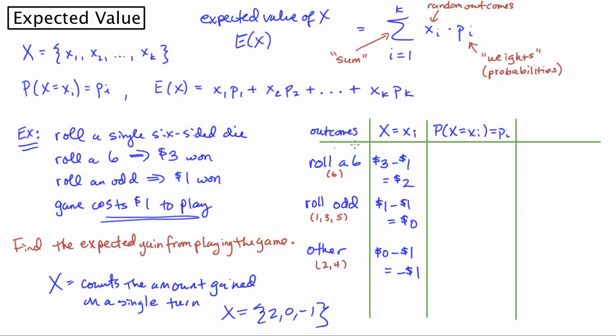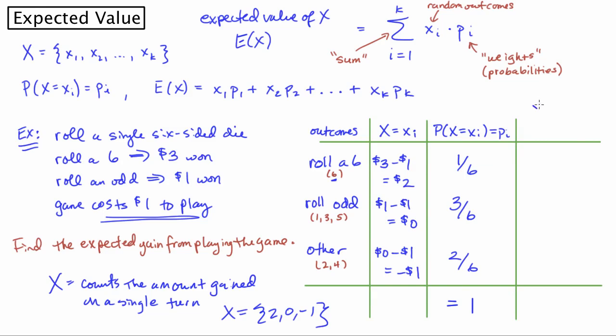Well, the first outcome, rolling a 6, there's only one way to do that, so it's a 1 out of 6 chance. Rolling an odd is a 3 out of 6 chance. And rolling one of the other, 2 or 4, is 2 out of 6. Remember that if you're doing this correctly, there's a couple of properties that the probability distributions should satisfy, and if done correctly, remember this column should equal 1, and in fact it does. So I've set that up correctly so far.